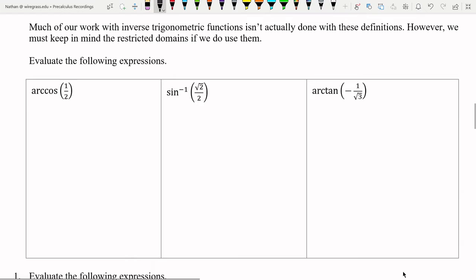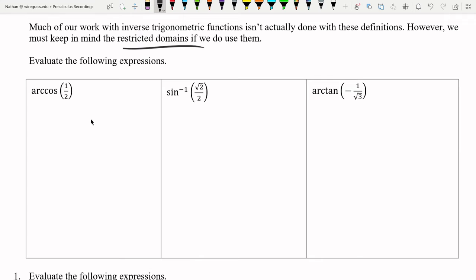Okay, so when we're working with these inverse trig functions, we don't tend to work with the definitions because we can keep in mind what we're looking at. Instead of working with arc cosine, we can work with the cosine. It's very similar to how sometimes when working with logarithms, it's easier to work with exponential functions. A lot of times, instead of working with the inverse trig, it's better to work with just the trig functions. But you need to keep in mind the restricted domains. That's the important thing. So here we have arc cosine 1 over 2.